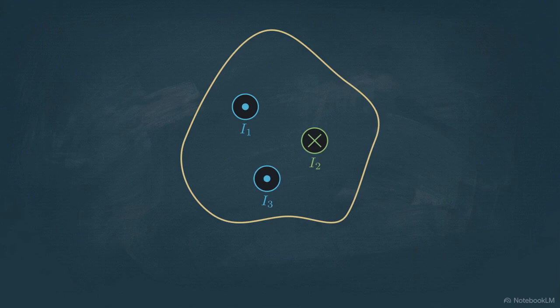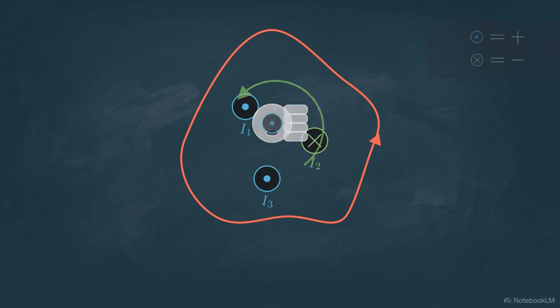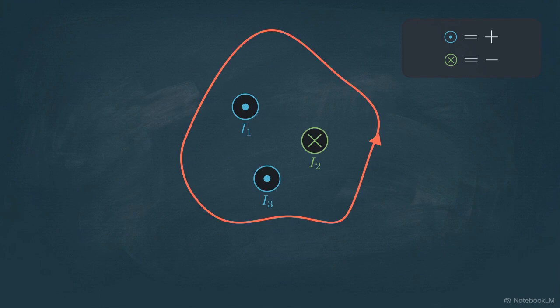Summing these requires a sign convention. We assign a direction to the integration path, here counterclockwise. Using the right-hand rule, curl your fingers in the direction of the integration path. The thumb points out of the page. Current flowing in this direction is positive. Current flowing inward is negative.